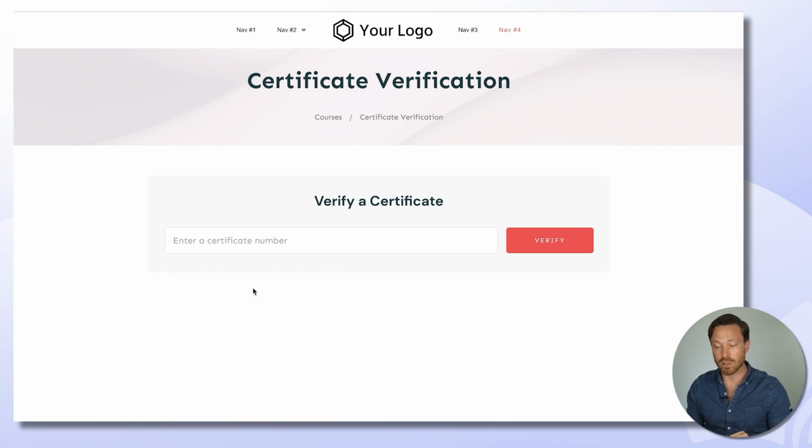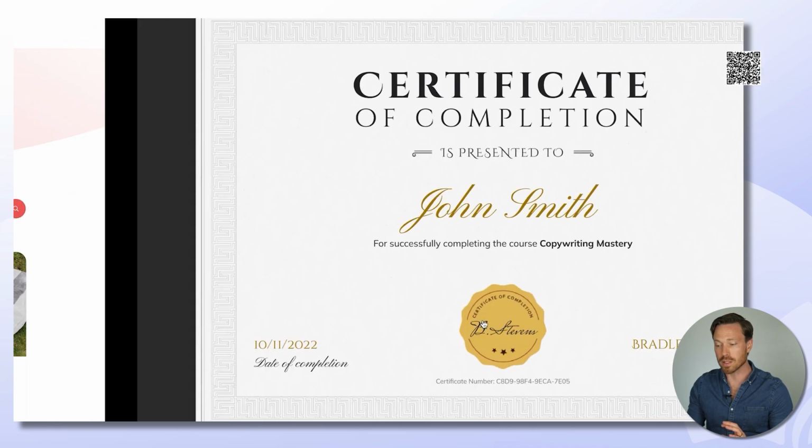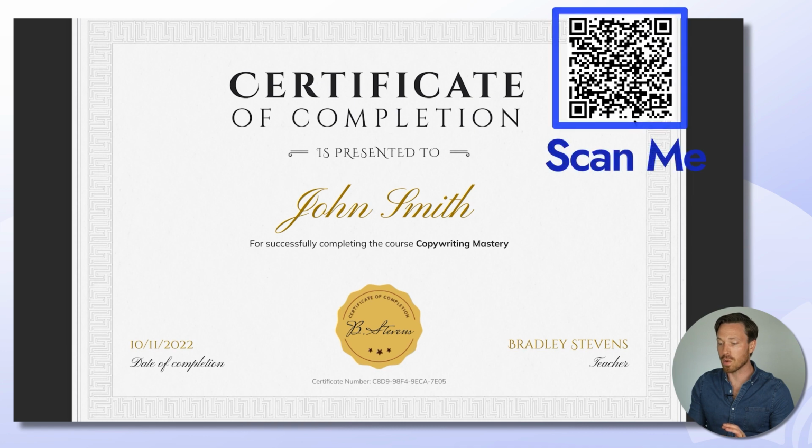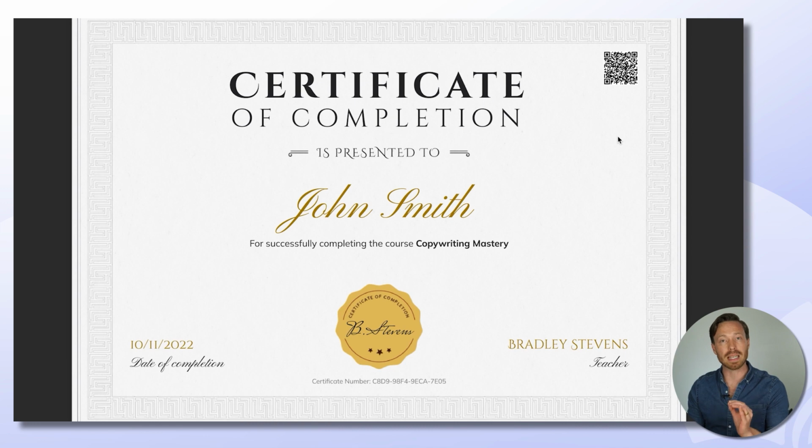I can punch that number straight in, click Verify, and it will tell me if that student has completed a specific course. But to make it even easier, we have QR codes on certificates. So if this feature is enabled, then there is a QR code that will appear on certificates, like you see in the top right-hand corner here. And just by scanning that QR code with a mobile phone, a user will be taken straight to the verification page with that serial number for that certificate preloaded, and they'll see if that student has completed that online course.